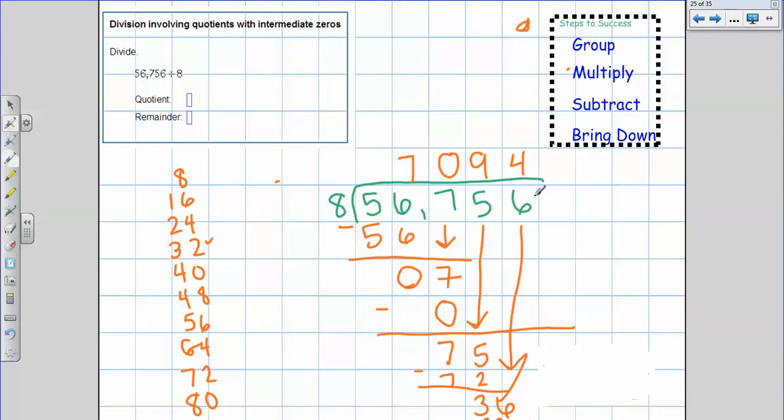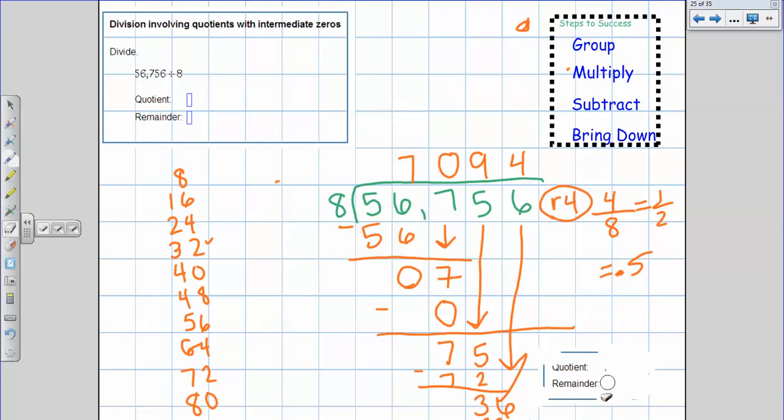I'm going to have a remainder of 4, which could be written as 4 over 8, which equals 1/2, which equals 0.5. Let's see if we get the right answer down here. Quotient 7,094, that's what we got, and a remainder of 4, that's also what we got. So this is a division problem involving quotients with intermediate zeros.